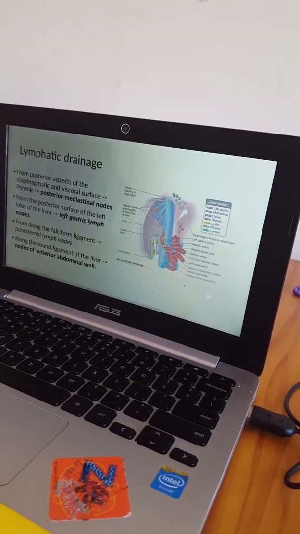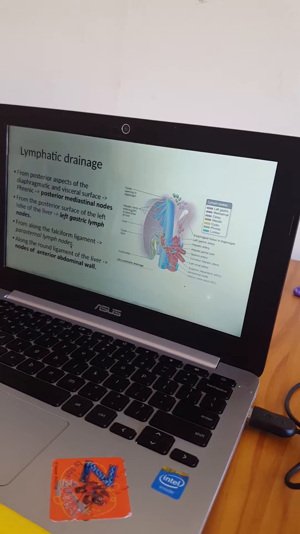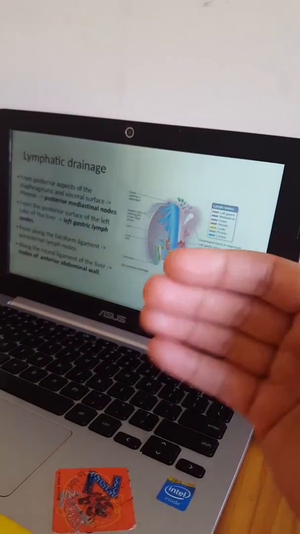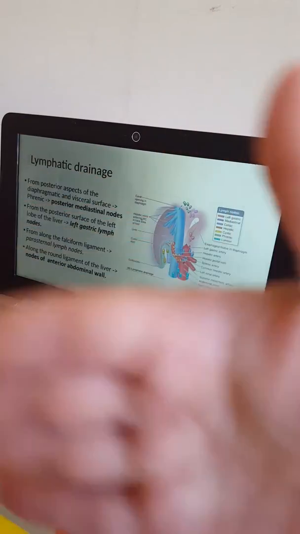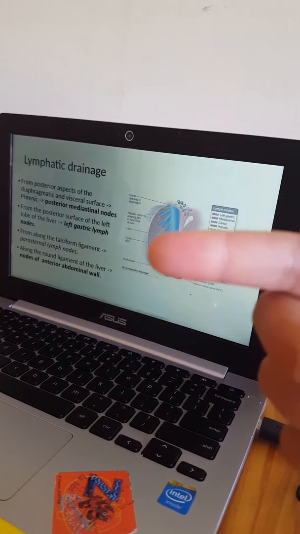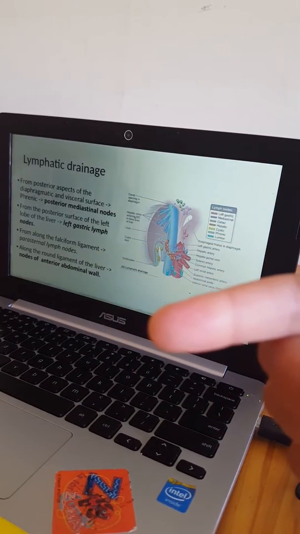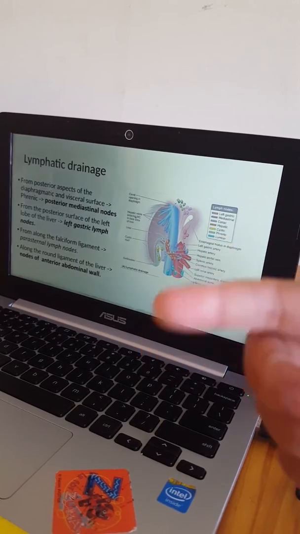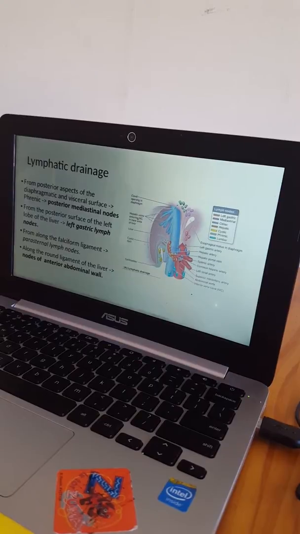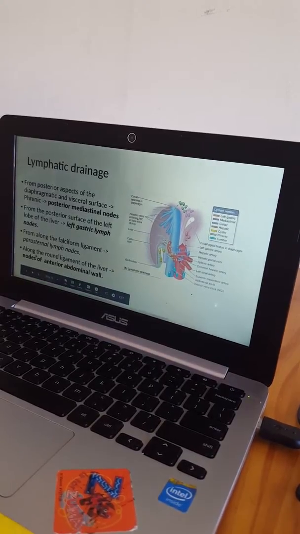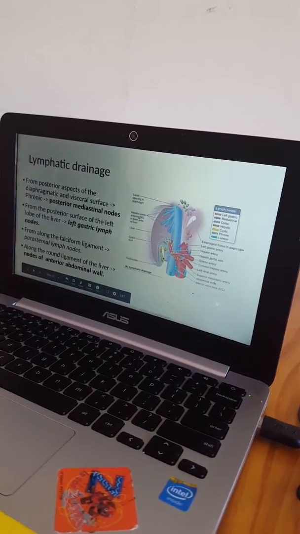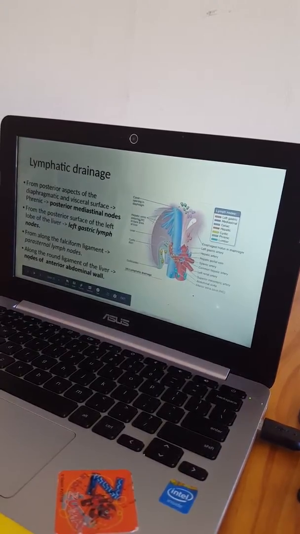From along the falciform ligament, lymph goes to the parasternal lymph nodes. Why? Because the falciform ligament, this is the liver, is attached to the anterior abdominal wall, and the sternum is here. The sternum has parasternal lymph nodes, so it makes sense that the falciform ligament will drain into the parasternal lymph nodes. These are very minor details, but it makes sense according to the diagram. Along the round ligament of the liver, the nodes of the anterior abdominal wall receive the drainage.